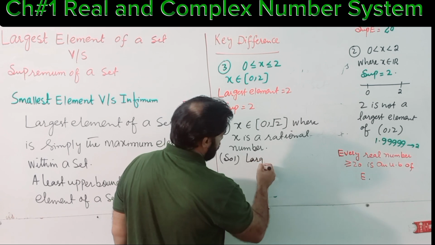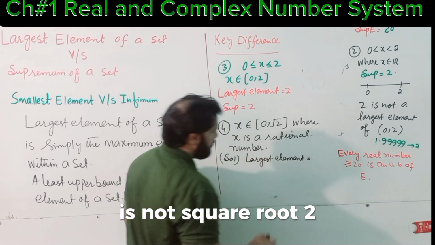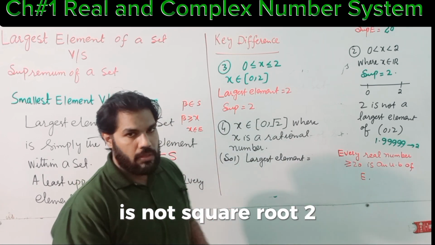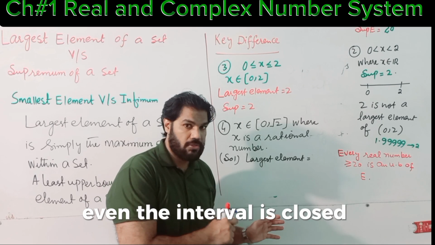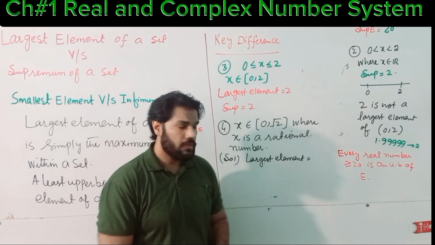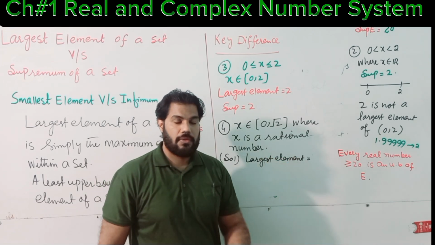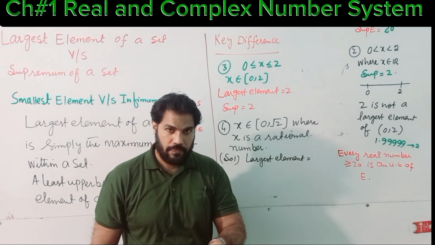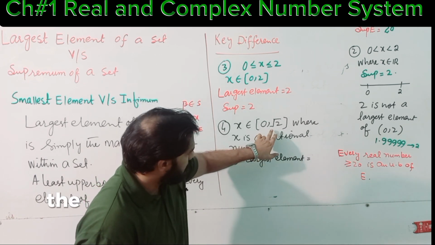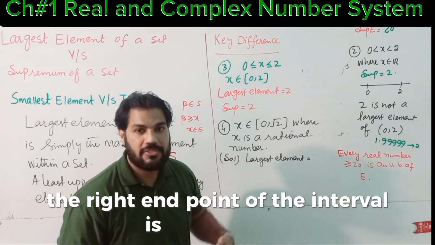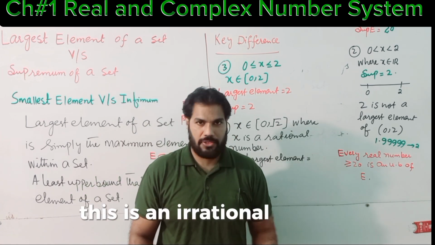The largest element is not square root 2, even though the interval is a closed interval, because there is an additional condition on this interval. This is a closed interval, but our x is a rational number. The right hand point of the interval is square root 2. Square root 2 is not a rational number. This is an irrational number.